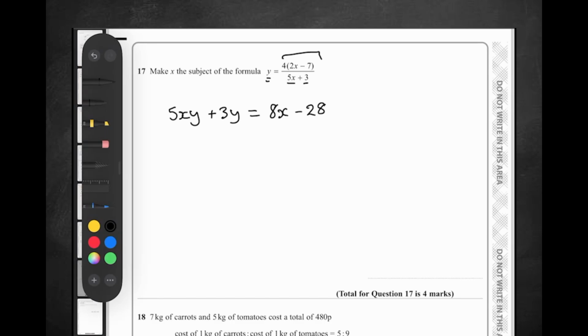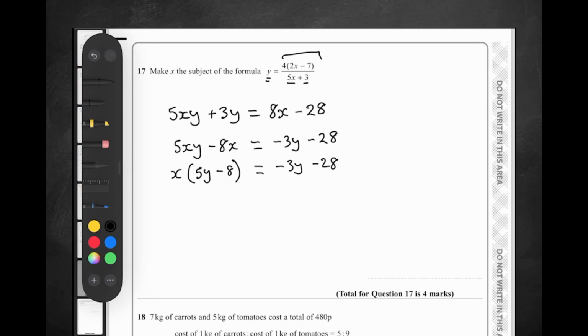We want x to be on its own, so we're going to bring all the x's onto one side and all the y's onto the other. So 5xy minus 8x equals minus 3y minus 28. Now we'll take x out of these two terms and say this is now x times 5y minus 8 equals minus 3y minus 28.